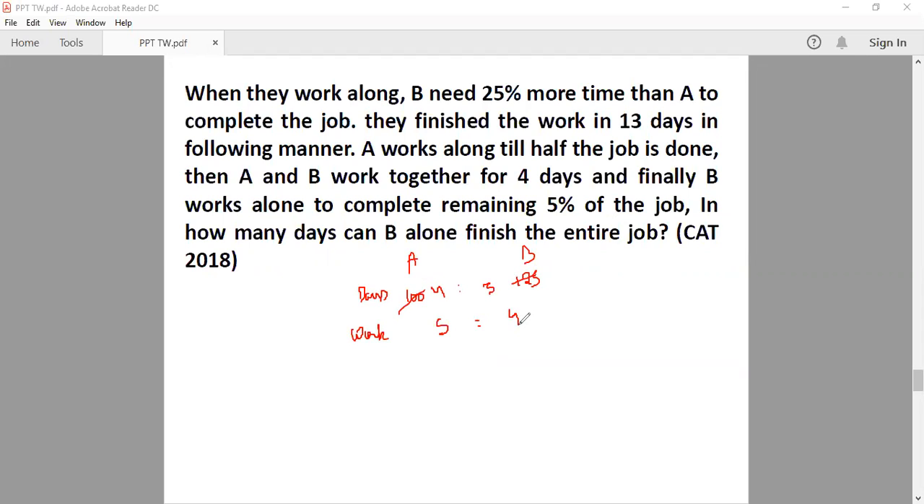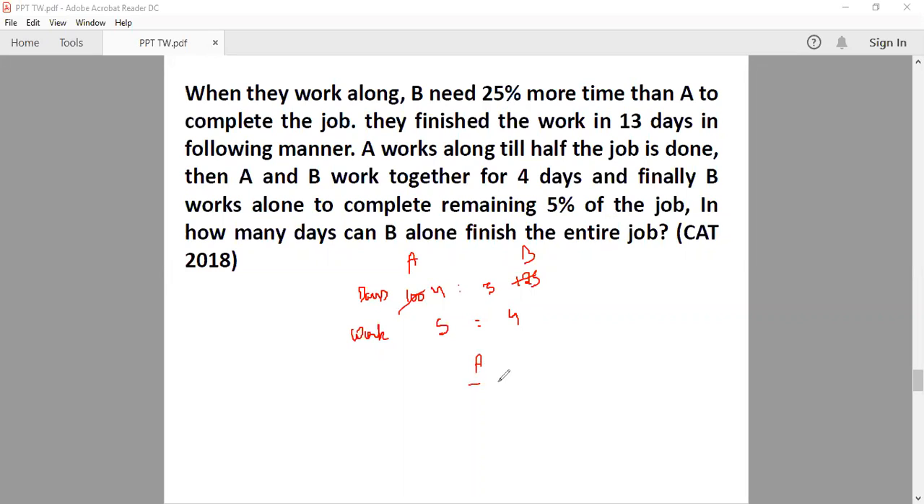Now, I am given that A works alone till half the job is done. So 50% of the job is done by A. Then A and B work together for 4 days, and B works alone to complete the remaining 5% of the job.